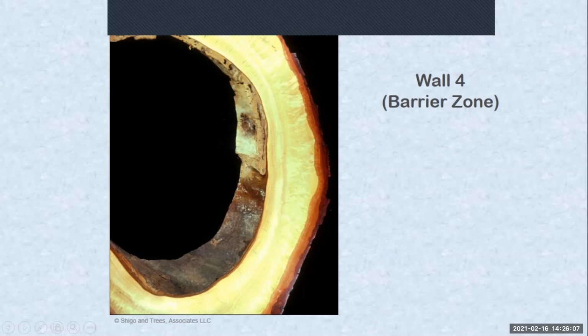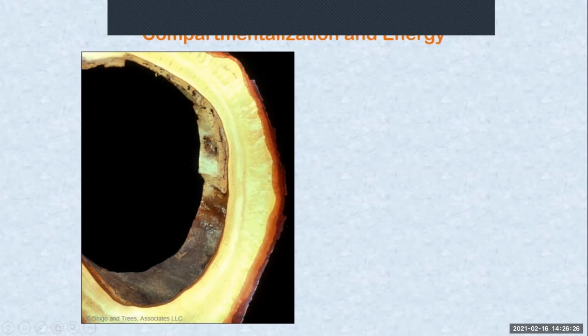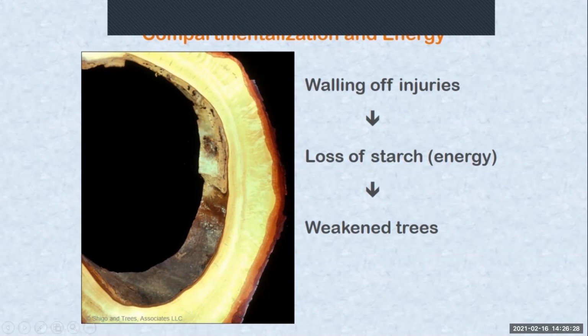So for example, here's your wall 4. The decay has already killed off all the interior tissue, but this wall 4 is preventing the decay from moving into the new wood. So that barrier zone, that wall 4, is a good strong wall. The problem is that when you wall off injuries, every time you get an injury, you have to wall off that material and you lose energy, and this weakens trees.